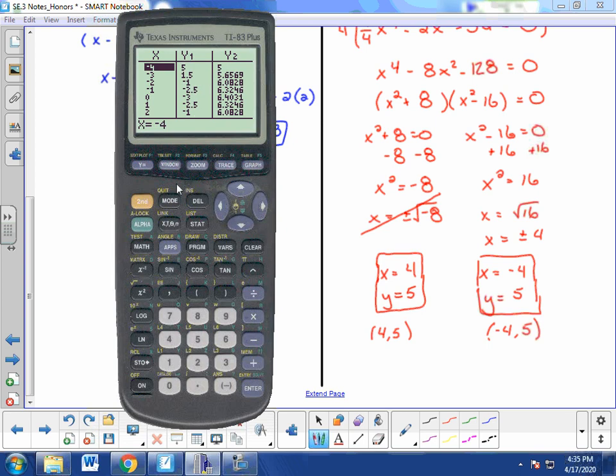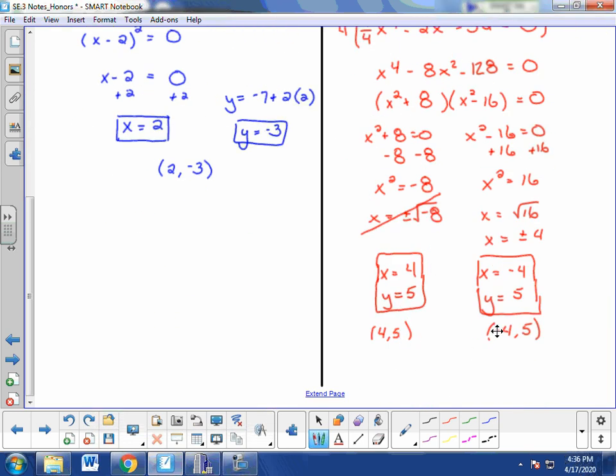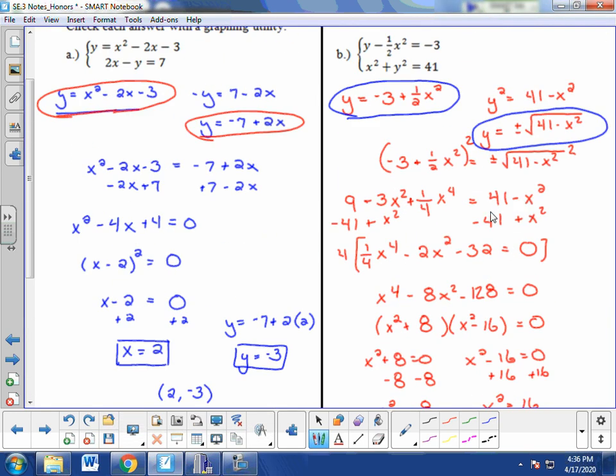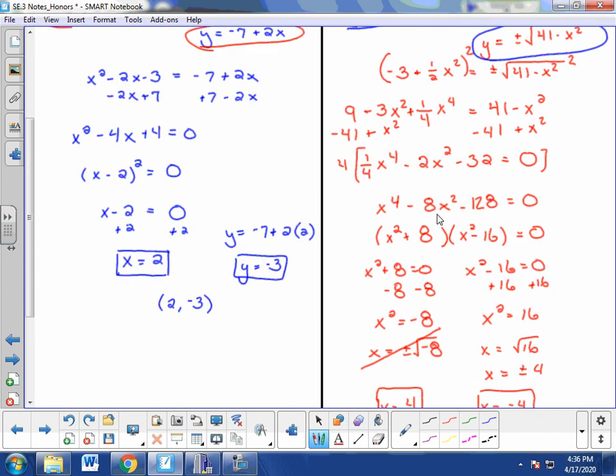The table can sometimes be a little bit tricky, so you can use the table as well to make sure that we have solutions there. So the two solutions are 4, 5, and -4, 5. Again, these are probably a little on the tougher side. Sorry I put this question second, but a little bit tougher side algebraically.